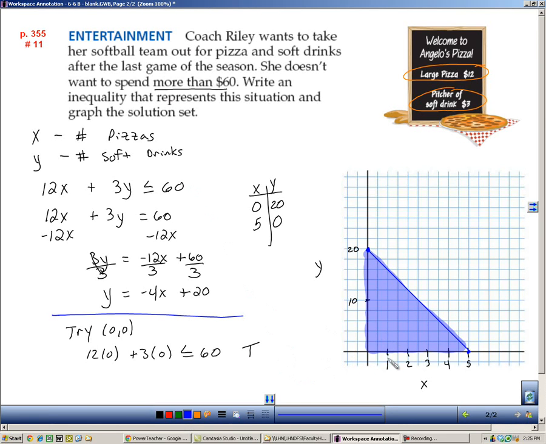What does it mean? That means Coach Riley could buy 2 pizzas and 10 soft drinks and stay under her budget. She could buy 4 pizzas and 2 soft drinks, because remember each one is 2 here, but she couldn't buy 3 pizzas and 10 soft drinks. Couldn't afford that. Couldn't afford 1 pizza and 18 soft drinks.